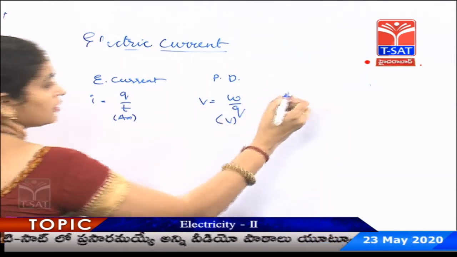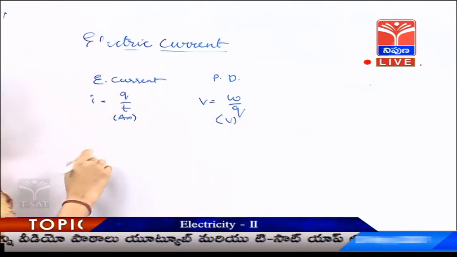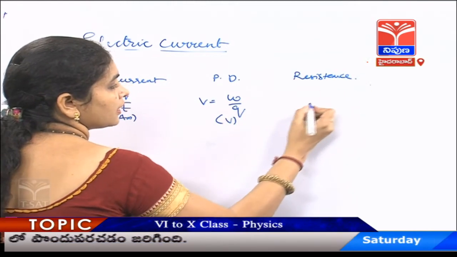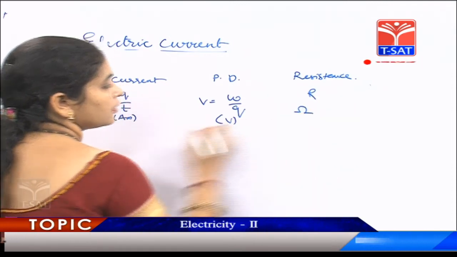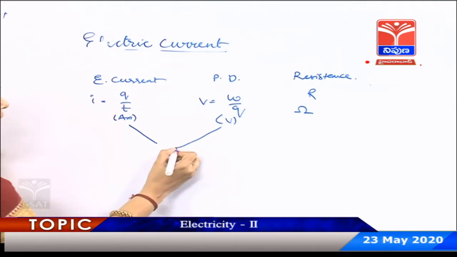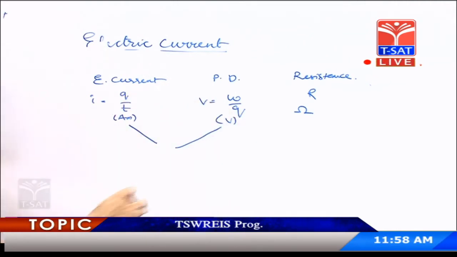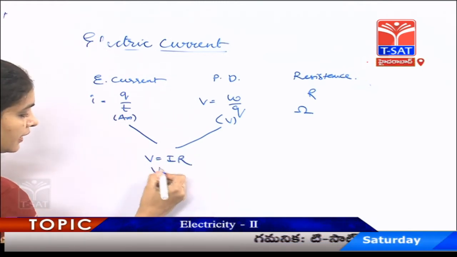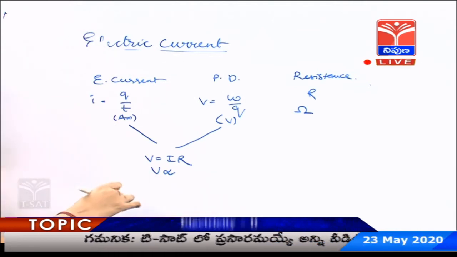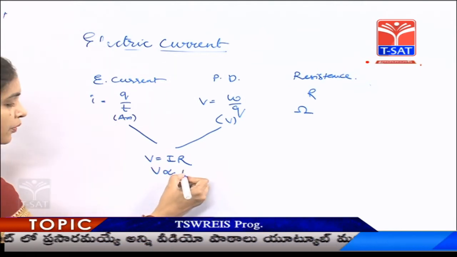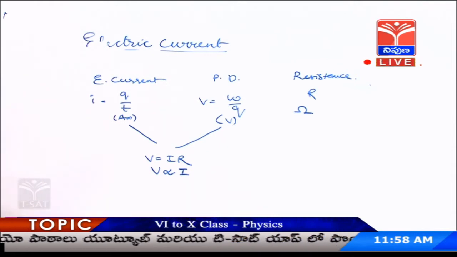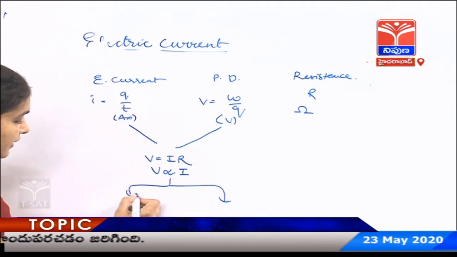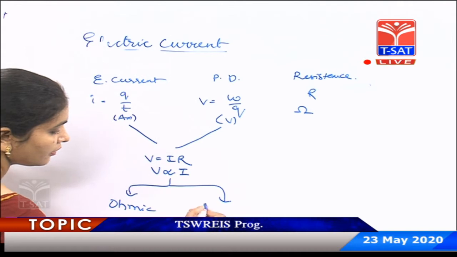Now, the obstruction offered to the flow of current is resistance. It is measured in ohm, and the relation between electric current and potential difference across the conductor is Ohm's law. At constant temperature, potential difference across the conductor is directly proportional to the current passing through it. Then based on Ohm's law, the materials are classified into two categories, ohmic and non-ohmic.